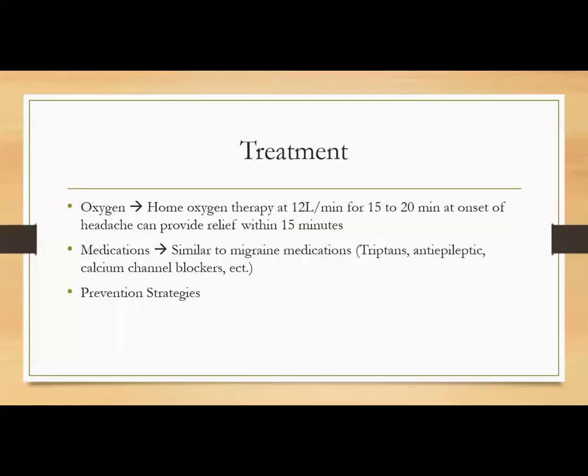So treatment, you can do home oxygen therapy at 12 liters per minute for about 15 to 20 minutes at the onset of headache, which can provide relief within about 15 minutes. Medications are very similar to your migraine medications: triptans, anti-epileptics, calcium channel blockers, all things to control these headaches, and prevention strategies. Prevention strategies can be things like wearing sunglasses to reduce light and glare, obtaining adequate rest and sleep, exercise, and relaxation.